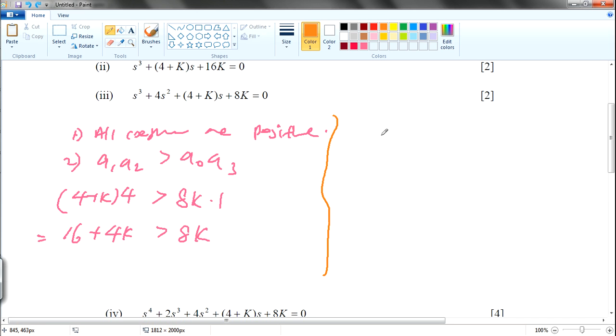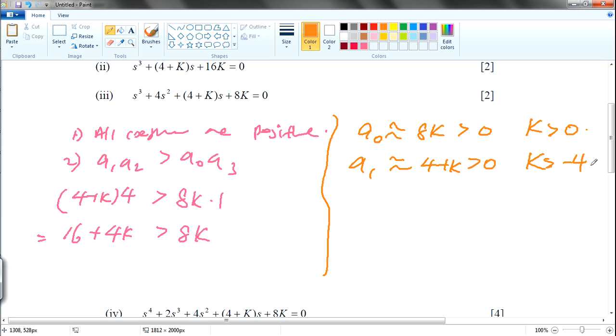To start, we have to do the interval. So A0 is actually equal to 8K, but nonetheless, 8K has to be larger than 0, right? So K has to be larger than 0. In this case, only K determines whether it is larger than 0. So A1, it's first order, right? So 4 plus K should be larger than 0. So if you bring the 4 over here, you have minus 4 over here.